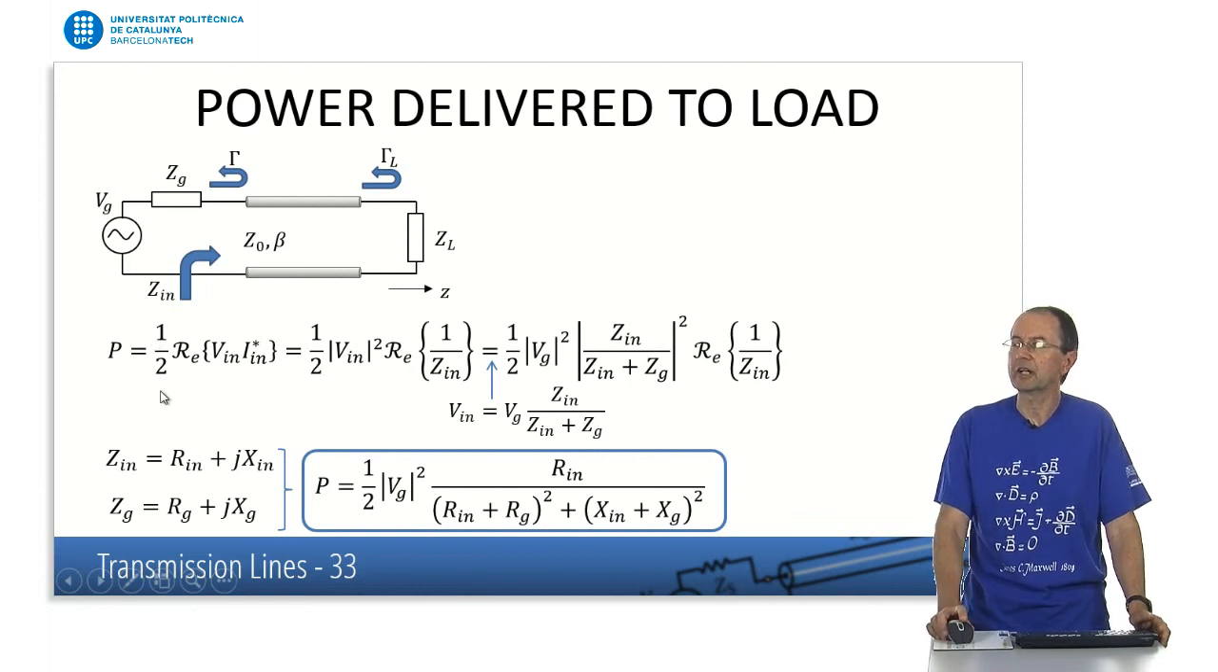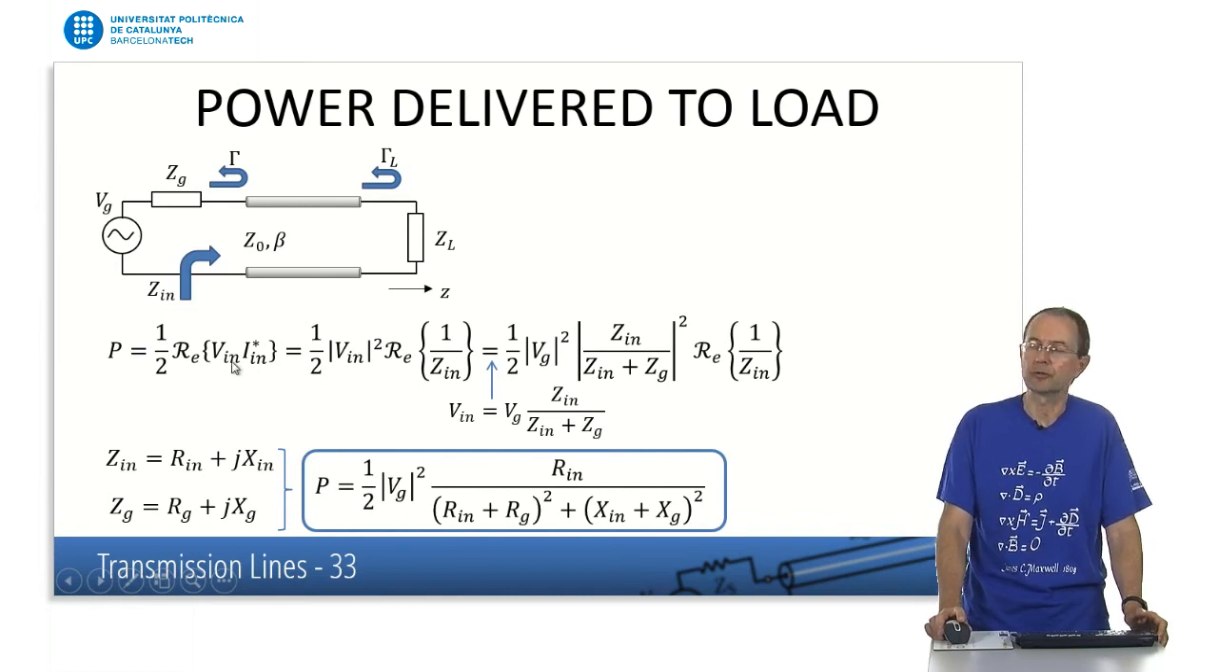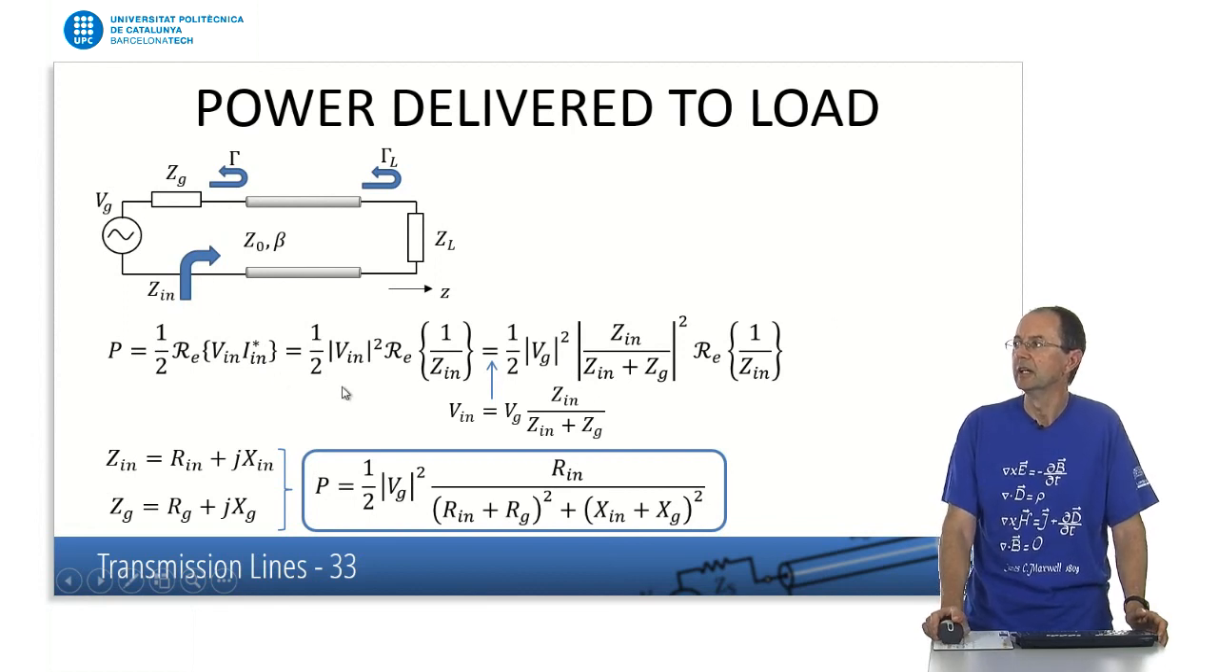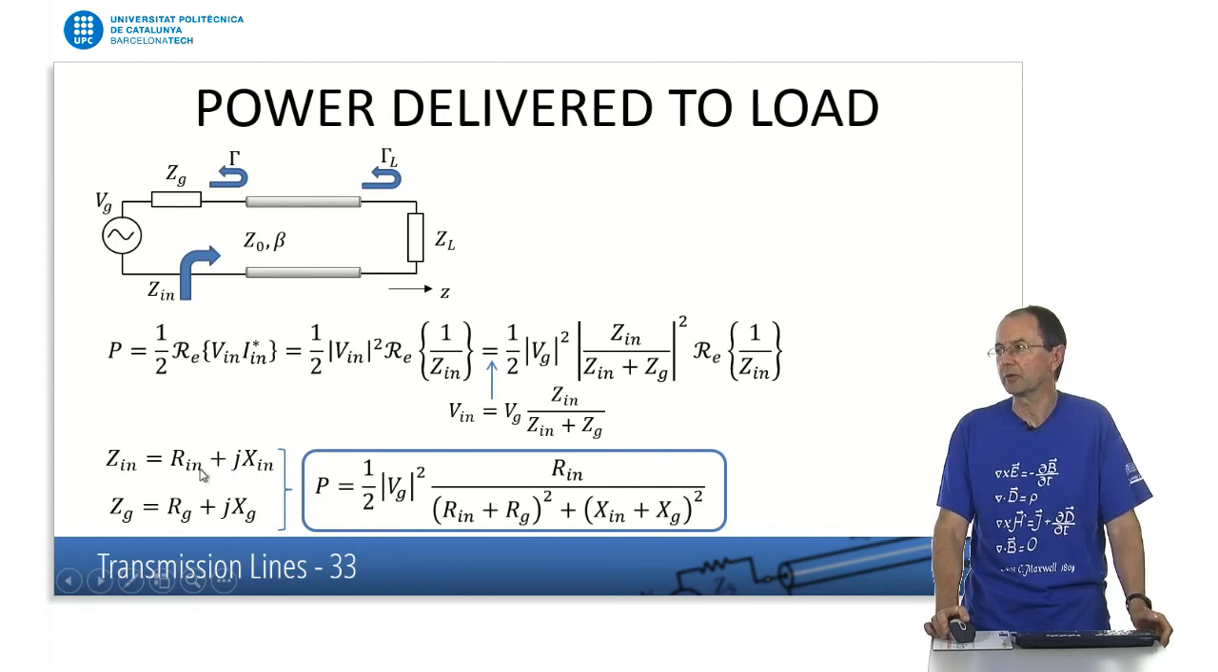Okay, we can just write the equations of power. Power is related to the real part of the product of voltage and current at the input port of the transmission line. We can express this voltage and current using the impedance at the input of the transmission line, which has a real and an imaginary part. We can split the impedance into its components.